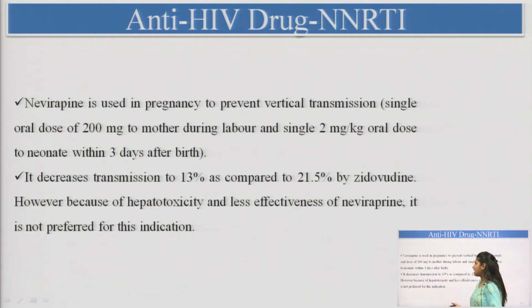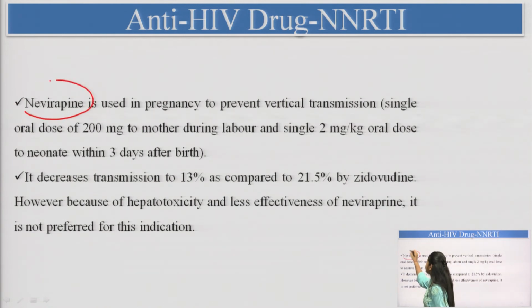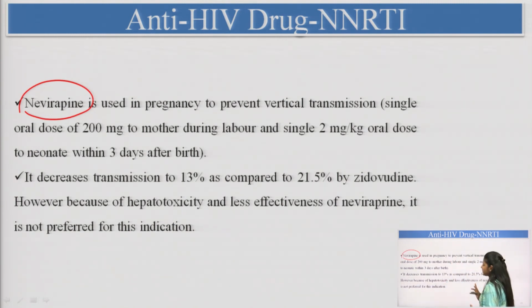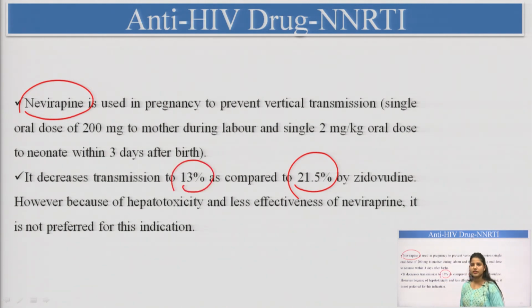Now, as I told you, in NRTIs there is one drug, zidovudine, which is used for the prevention of vertical transmission of HIV from mother to fetus. Similarly, nevirapine is also used for preventing vertical transmission of HIV from mother to fetus. But there is one difference between these two drugs: zidovudine has nearly 21.5% efficacy, whereas nevirapine has nearly 13% efficacy. So it decreases the transmission to 13%.